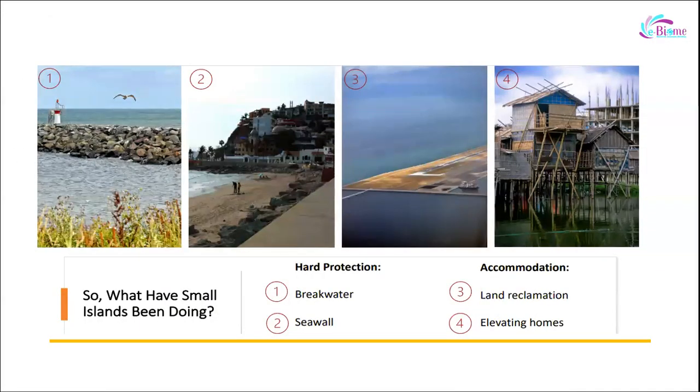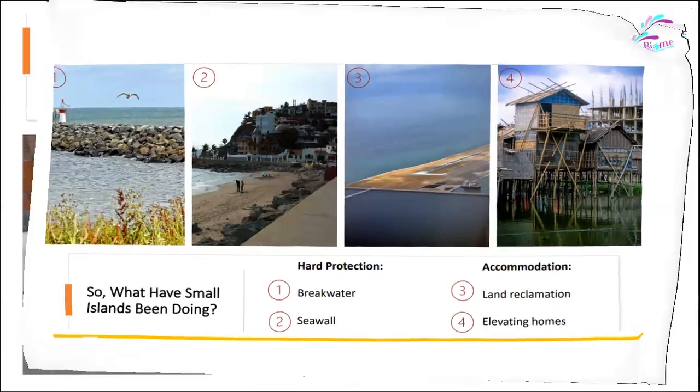And if you ask that question again, so what have small islands been doing? Small islands have been trying to do a lot. They have tried to use different approaches to try to reduce some of the effects of climate change. And so you realize they have implemented hard protections, such as breakwaters and sea walls to protect their coastlines. They have employed different accommodation approaches, such as the reclaiming of land and the elevation of homes.